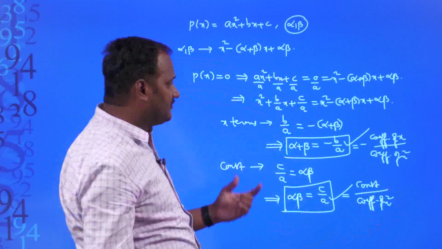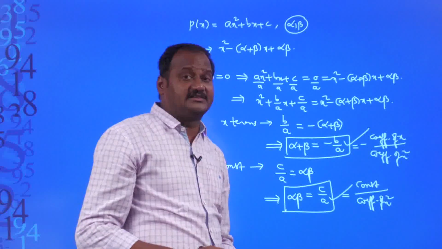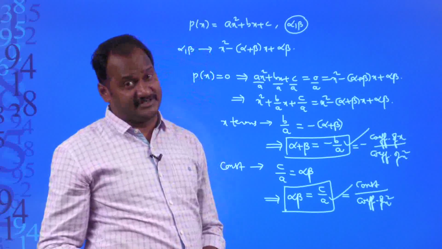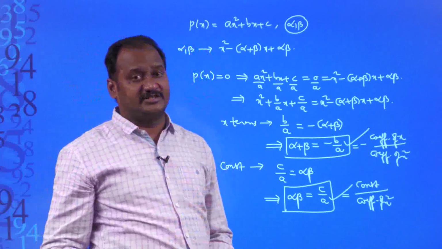Okay. So you will have to remember these two formulas, and this is what is also called the relationship between zeros of a polynomial as well as their coefficients. The relationship between zeros and coefficients of a polynomial.